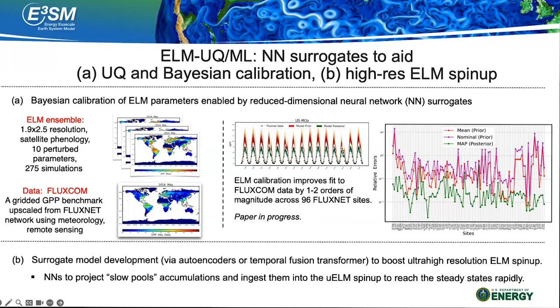And we're also using that same machine learning surrogate neural network framework now in an exploratory mode to improve the speed to spin-up for the high-resolution ELM simulations. We still need to spin up these biogeochemistry simulations, and when we have 20-plus million grid cells for just the North American domain, that problem becomes really important, to try to reduce the time to solution and test this out.